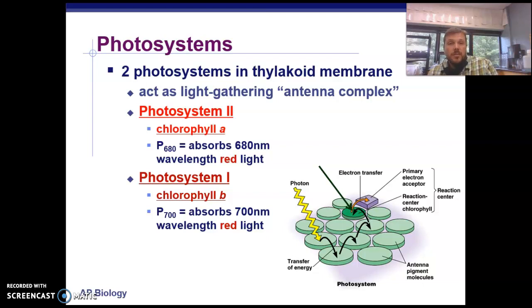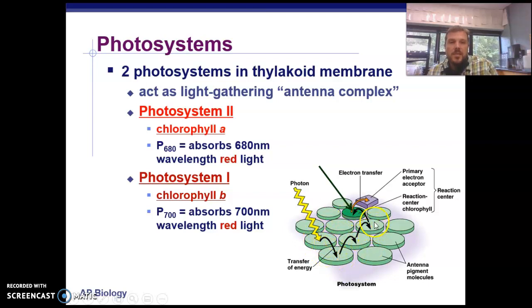It utilizes chlorophyll A, while photosystem 1 utilizes chlorophyll B. They are just slightly different in the absorption spectra that they are best at. So they both absorb mostly red light, which is why they reflect the green light, and that's why plants look green. But basically what's going to happen is we're going to have a photon of light come in, and it's going to get these chlorophyll molecules, these antenna pigment molecules, very, very excited.